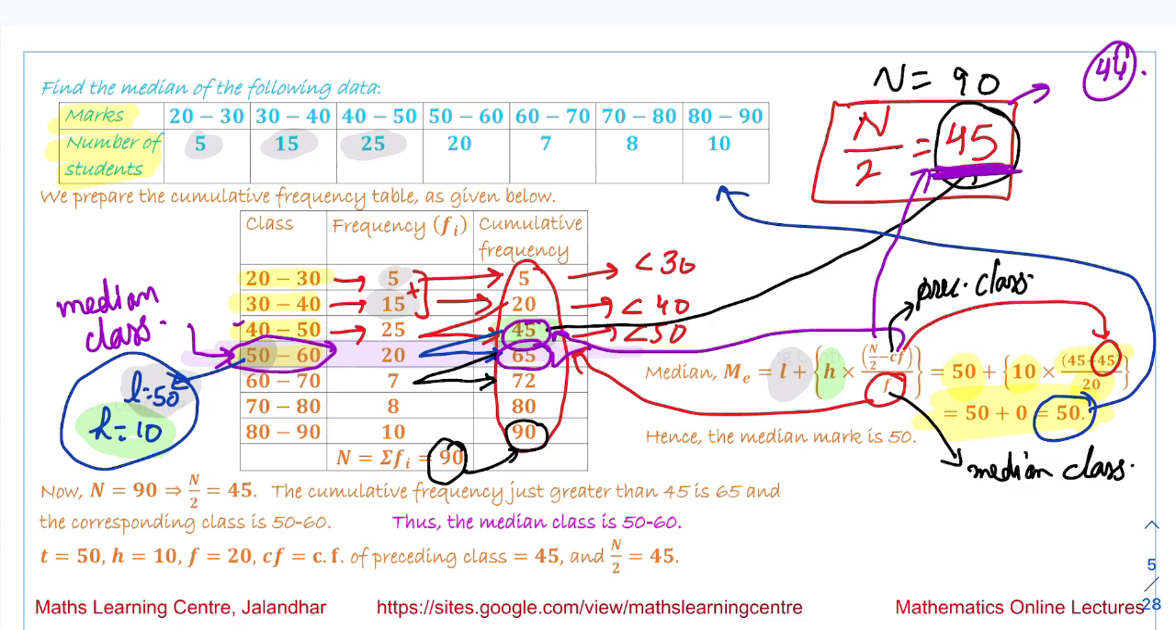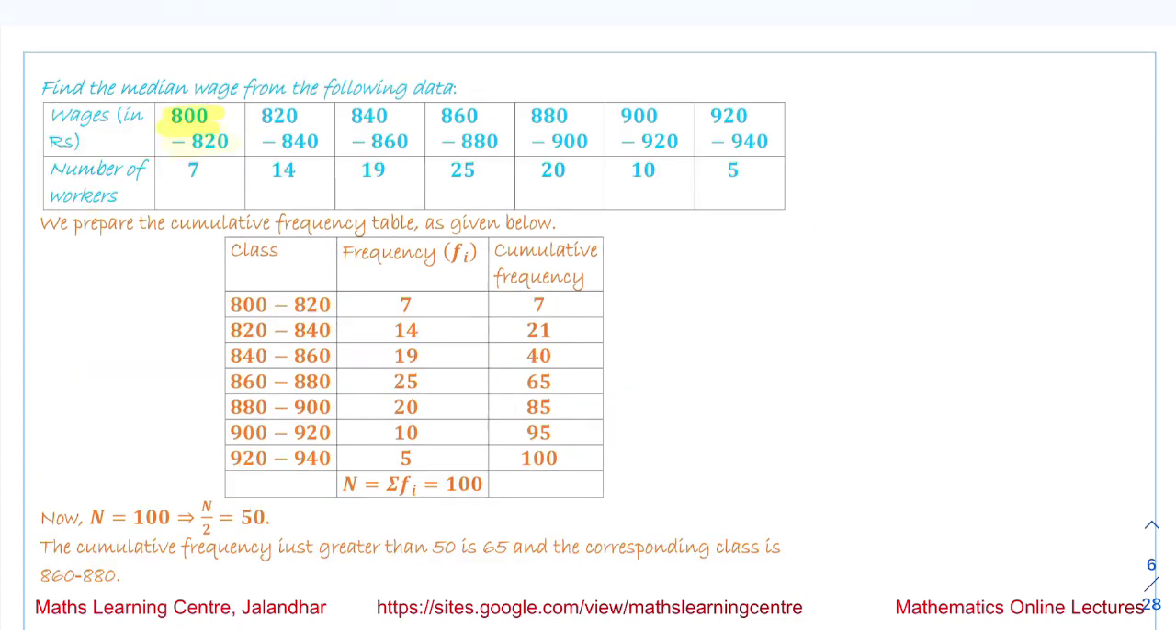Now in this next question, we are given the wages in rupees. These are the classes given to us. It is 800 to 820, 820 to 840, 840 to 860. And these are the corresponding frequencies, the number of workers having wages in these ranges. These are given to us. So we have to calculate the median wage.